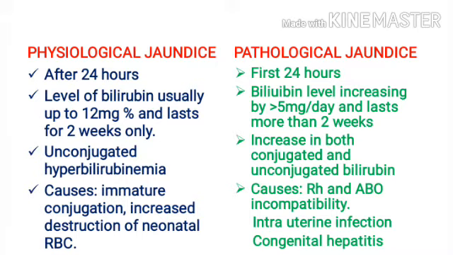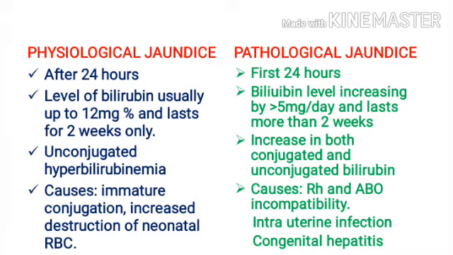And the main cause of physiological jaundice is immature conjugation, or the liver of this newborn is not mature for conjugation. That is why there is an increased level of unconjugated bilirubin in blood that will cause jaundice in newborn. That is the main cause. Again, the increased level of neonatal RBC undergo destruction at an increased level, that will also lead to increased formation of bilirubin.